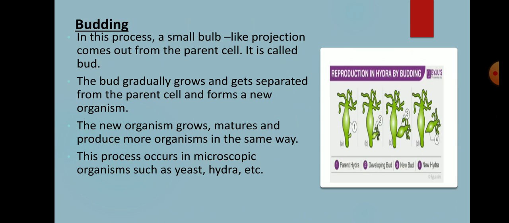Now this bud gradually grows and gets separated from the parent cell and forms a new organism, as you can see in the picture. The new organism grows, matures, and produces more organisms in the same way. This process occurs in microscopic organisms like yeast, hydra, etc.